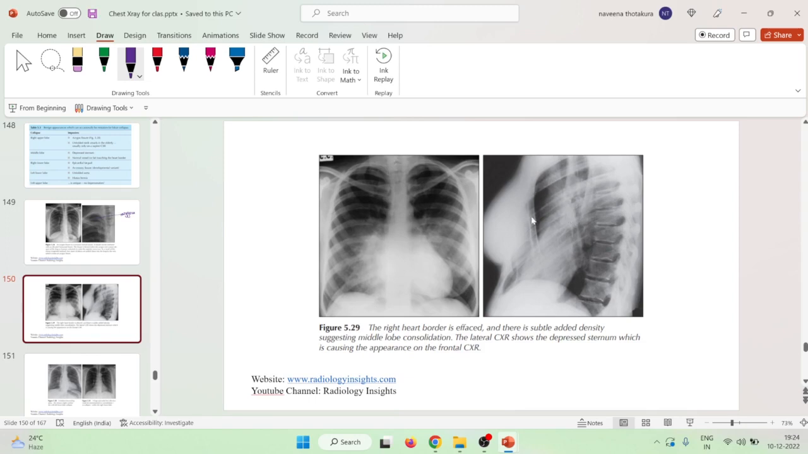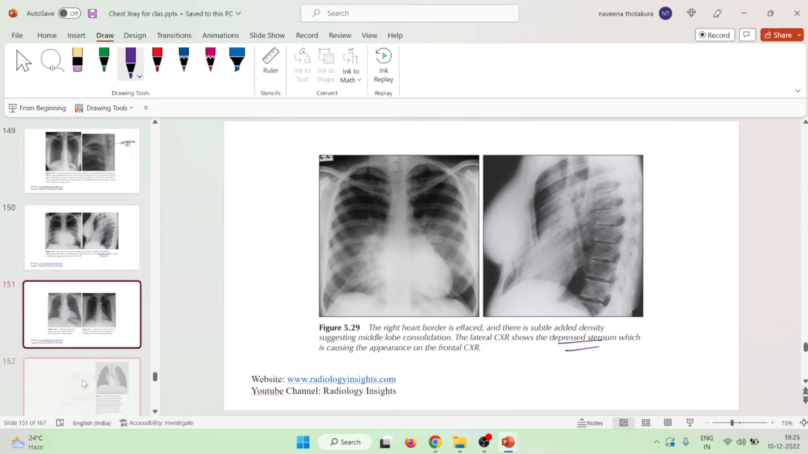Whereas in the lateral chest x-ray, you will see that it is due to a depressed sternum which is causing this appearance in the frontal chest x-ray. So there is no collapse of the middle lobe. It is just because of the sternum that it is seen like this. This is one thing which you should remember.